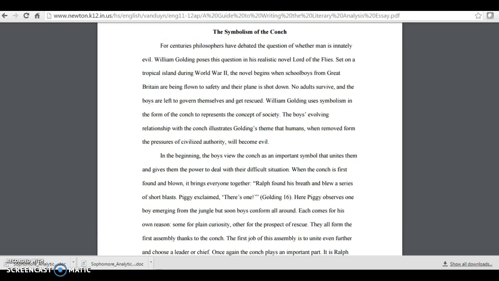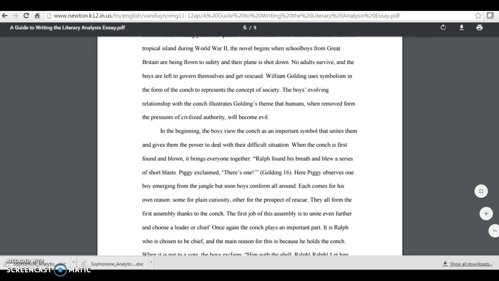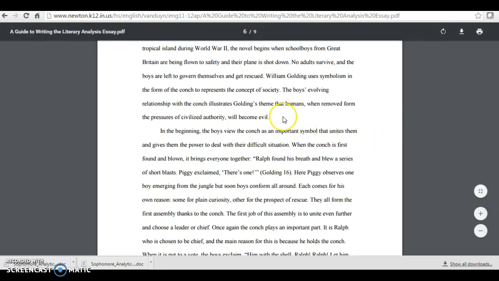So I just want to look at one more document. Most of you have read Lord of the Flies if you are now going into sophomore year. If you're going into 9th grade, this is a book to look for. This is an essay on Lord of the Flies, and I just want to look at the thesis and one body paragraph to give you a sense of the argument that's being made.